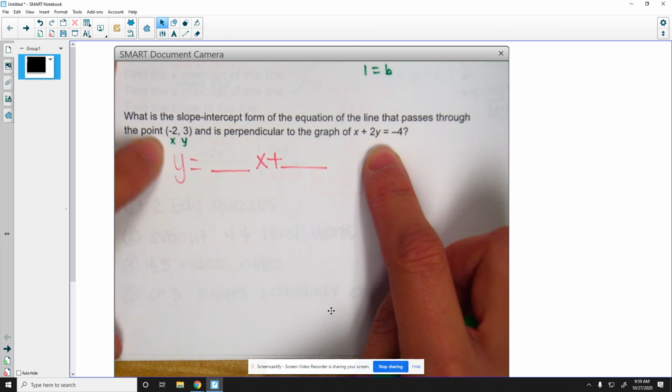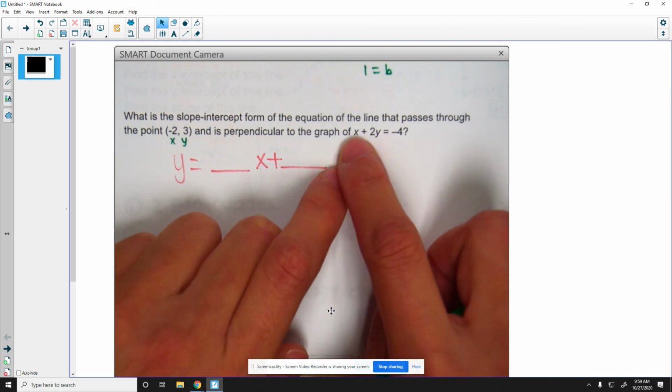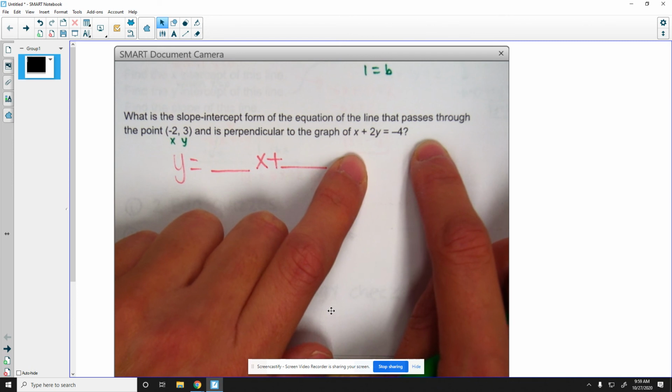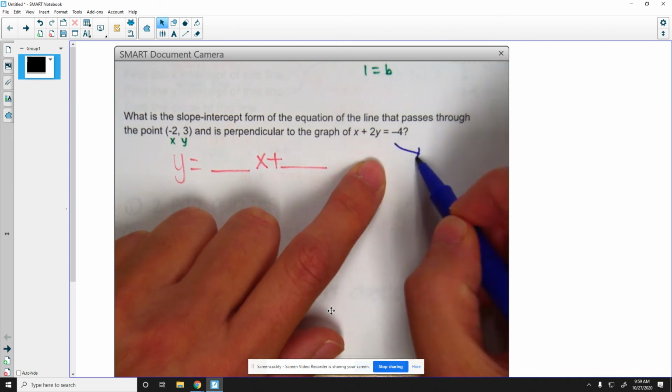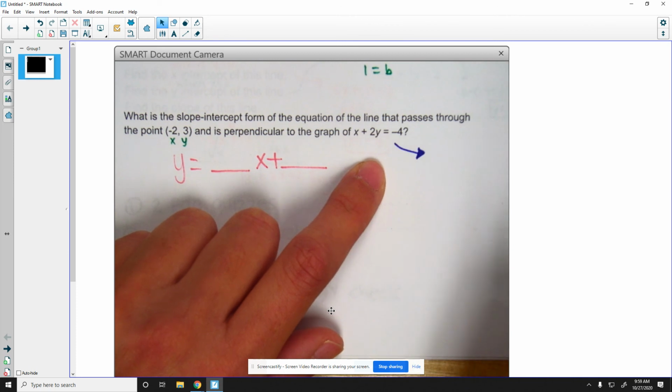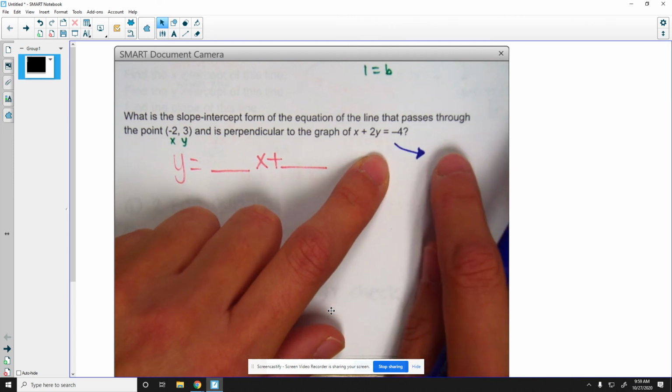What do we think, Luke? Subtract x. Okay, so basically Luke is saying subtract x on both sides. Luke, you're right, but why? Yeah, okay, so this is what we're saying.